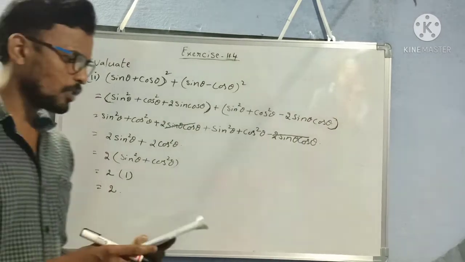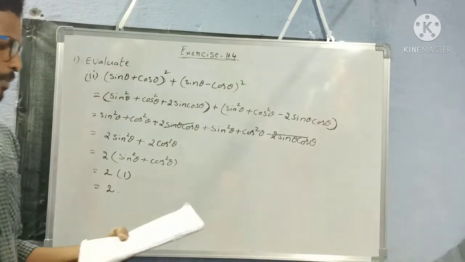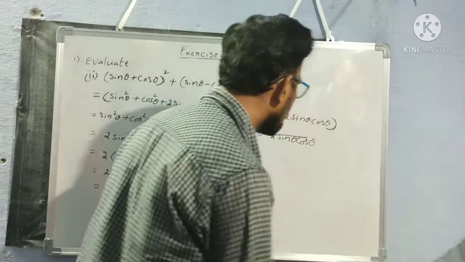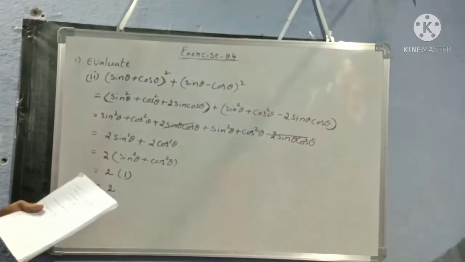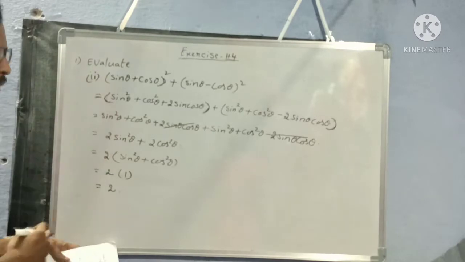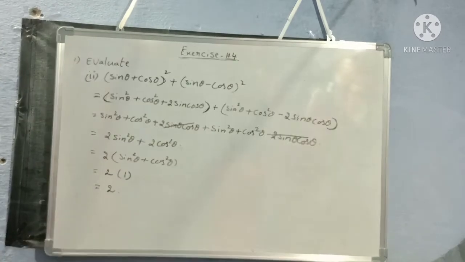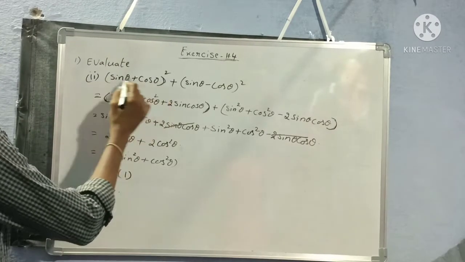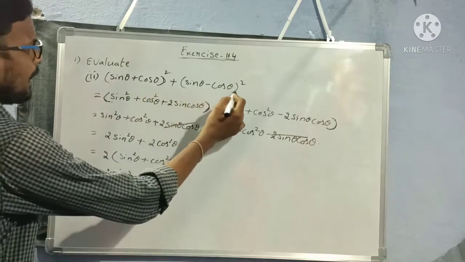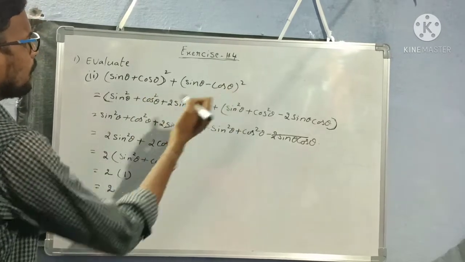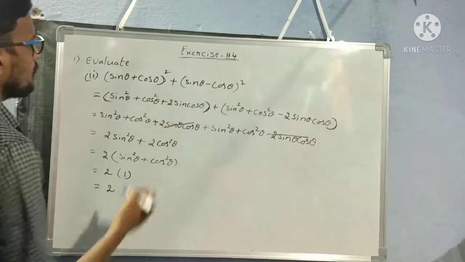I hope everybody understood. Now last but not least, only one problem is left. So let us solve that third problem also in first Roman. First, in the second point, you expand using (a + b) whole square and (a − b) whole square. We have to expand the second one, that is (sin theta − cos theta) whole square.